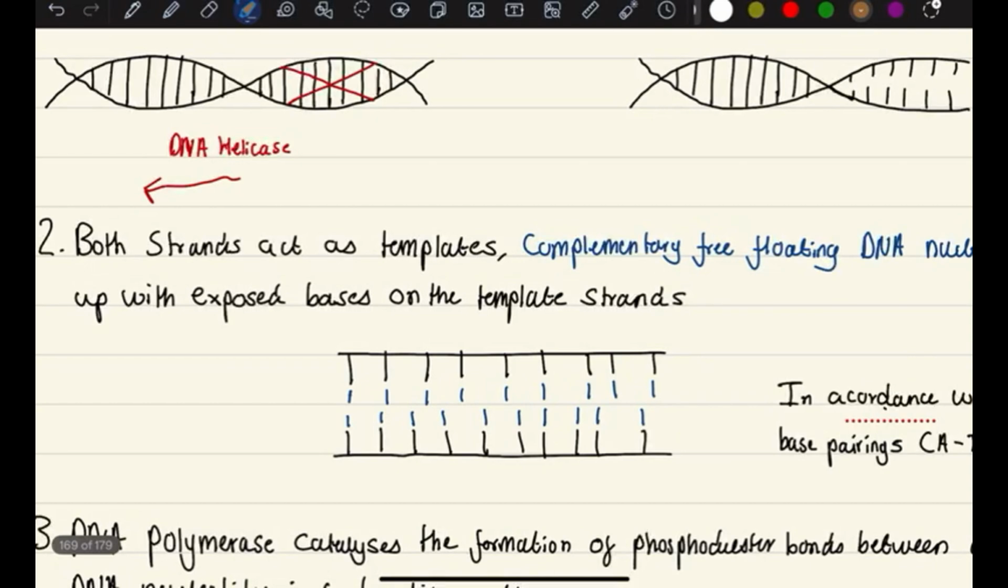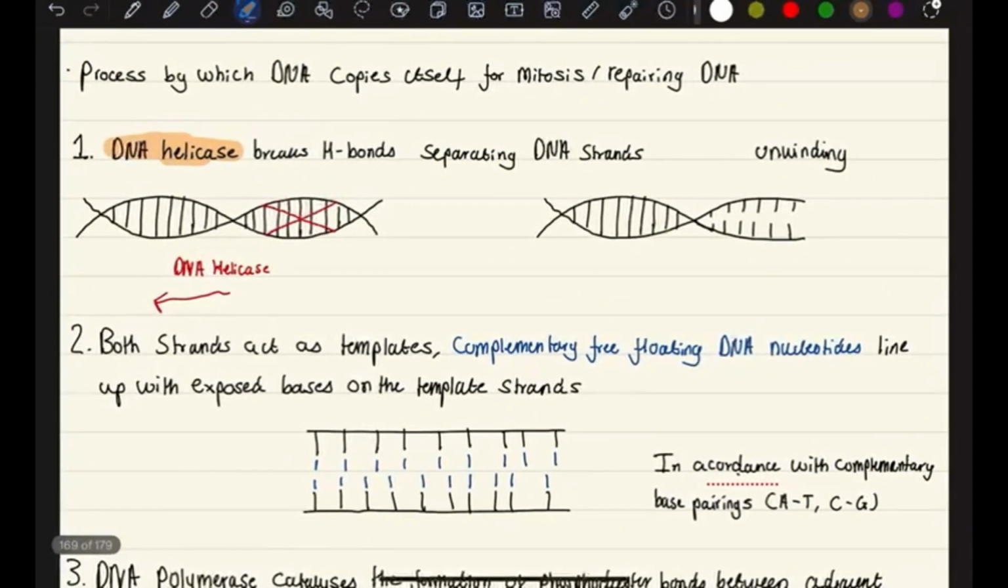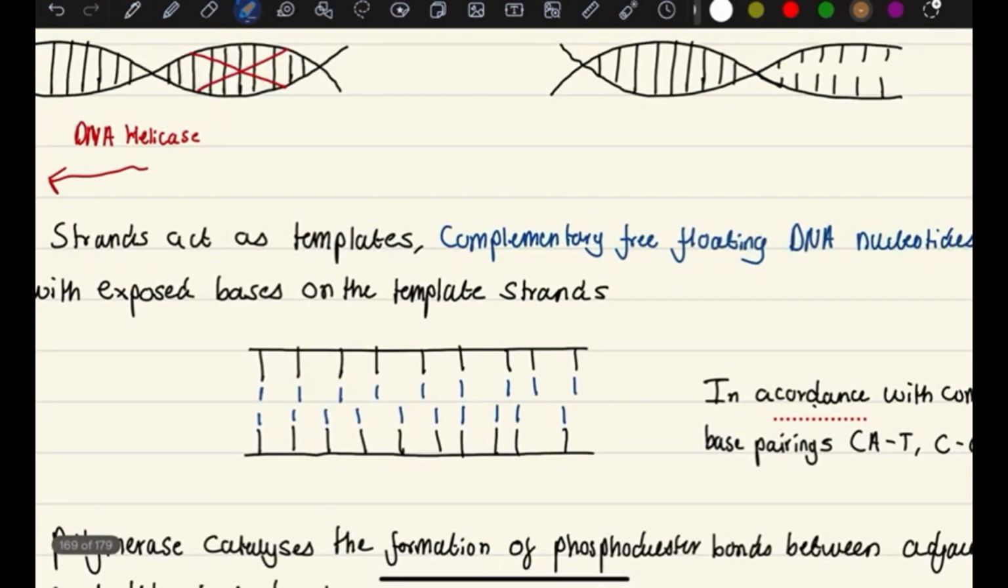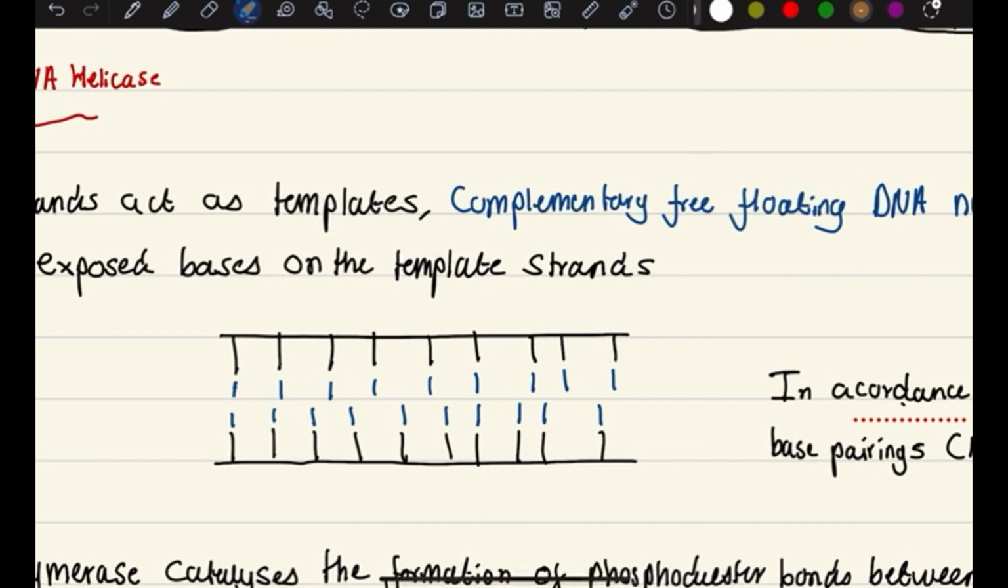So now both strands are separate. Yeah, you can see in the black, both strands are separate. This is a very good term. Complementary free-floating DNA nucleotides are going to line up with exposed bases on the template strands. So you can see here in the blue, the complementary free-floating DNA nucleotides are lining up with the complementary bases on the template strands, or the original strands of DNA.